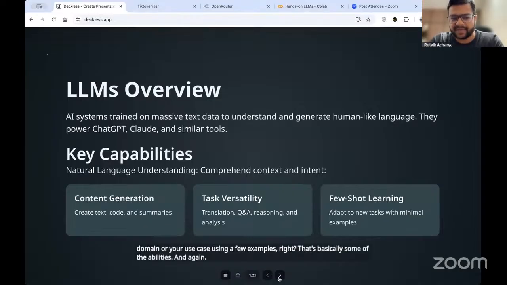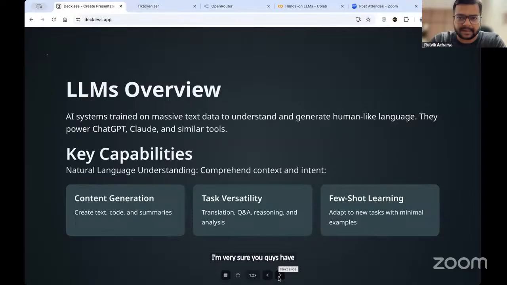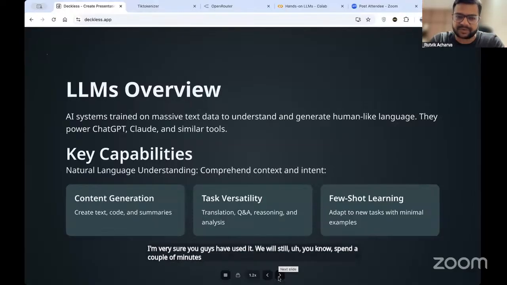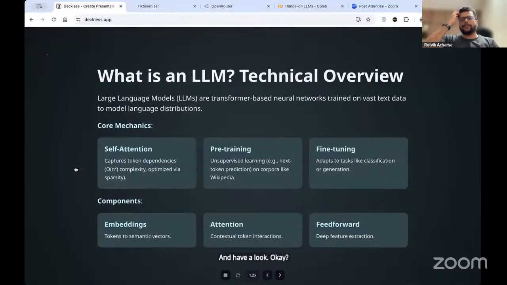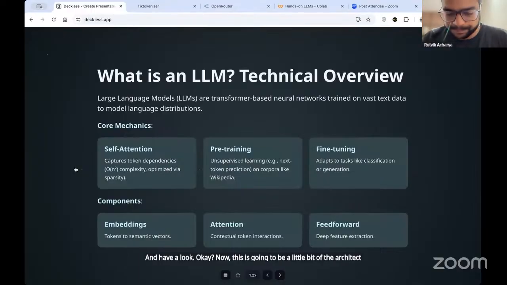And again, I'm very sure you guys have used it. We will still spend a couple of minutes going through some of the best options and have a look. Okay. Now, this is going to be a little bit of the architectural overview.